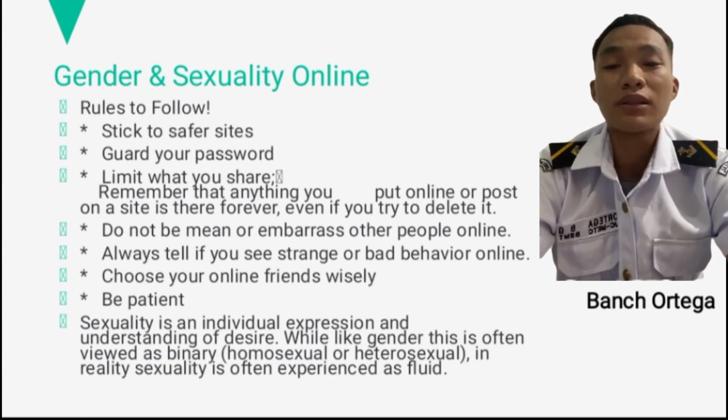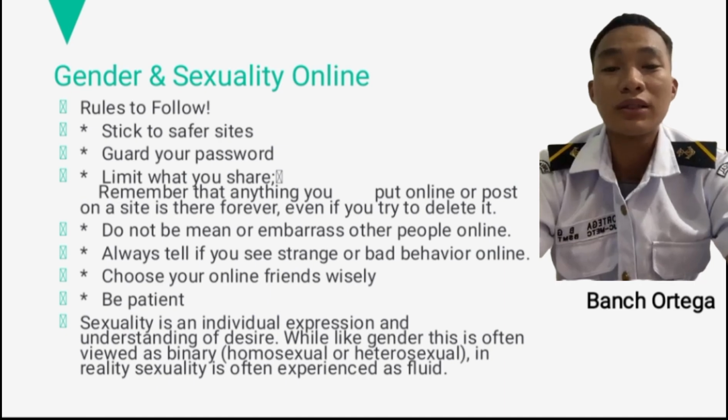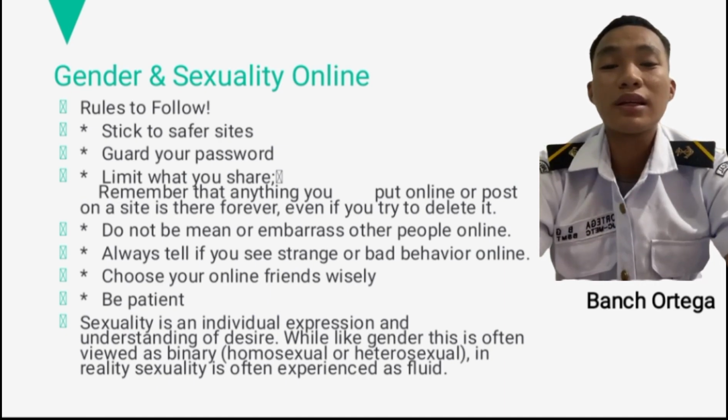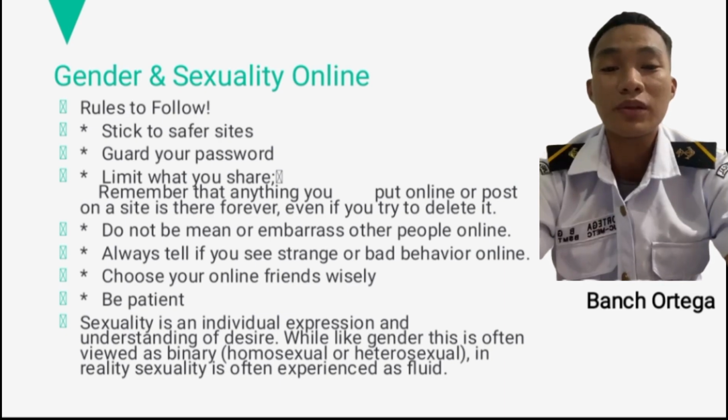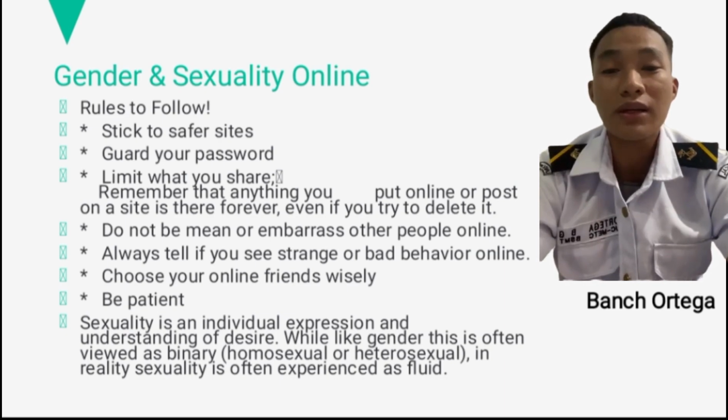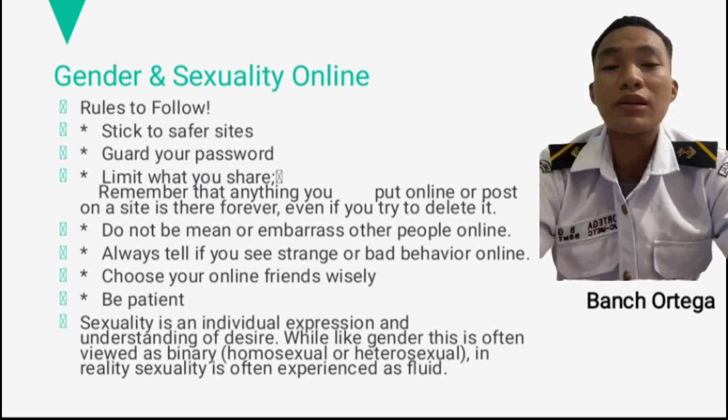Rules to follow: Stick to safer sites. Next is guard your password. Then limit what you share. Remember that anything you put online or post on a site is there forever, even if you try to delete it. Then do not be mean or embarrass other people online. Always tell if you see strange or bad behavior online. Choose your online friends wisely. Be patient.